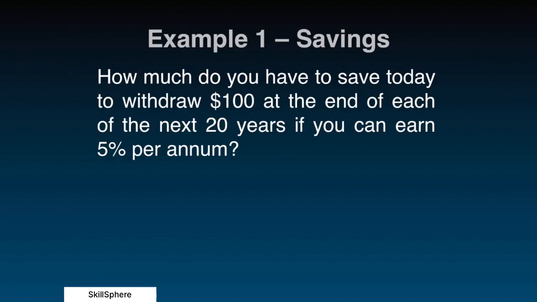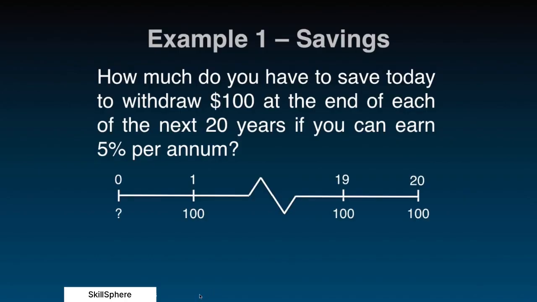Okay. Let's do an example. How much do I have to save today to withdraw $100 at the end of each of the next 20 years if I can earn 5% per annum? Well, step one is draw a timeline. I'm trying to figure out how much I have to save today in order to pull out $100 every year over the next 20 years. Well, we know how to do that by brute force. We can simply discount all of the cash flows back into today's time units and add them up.